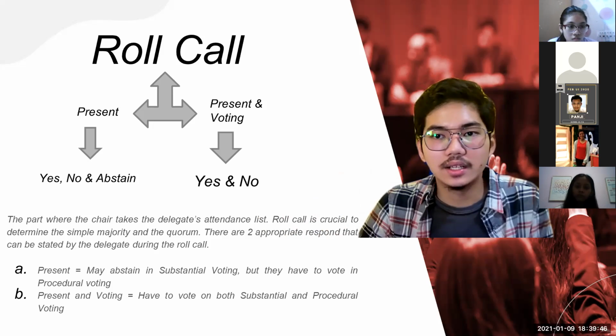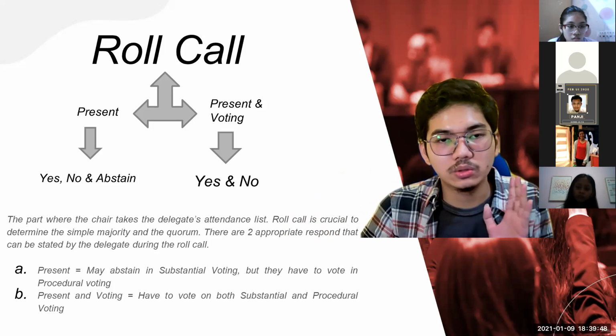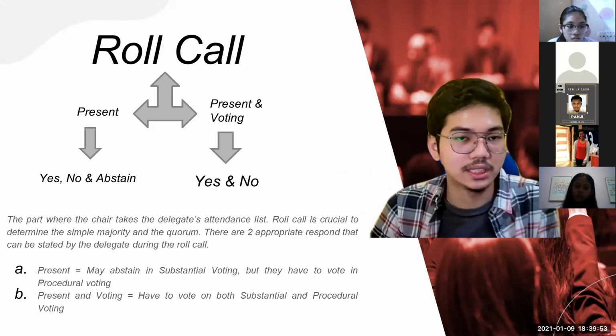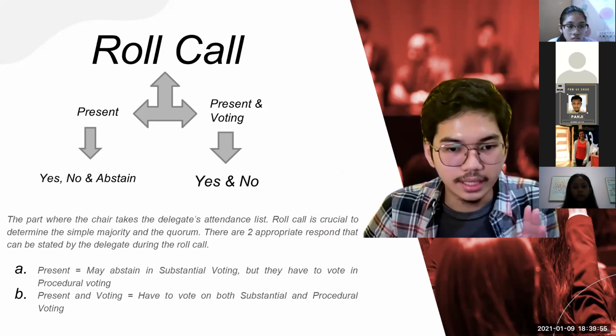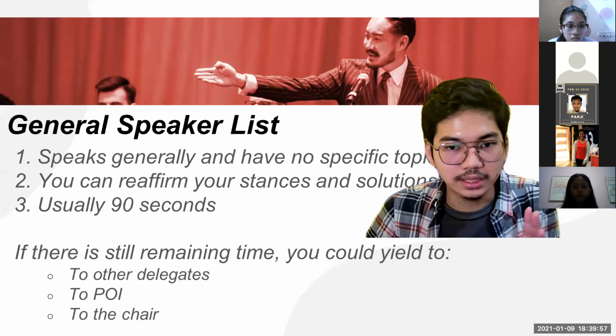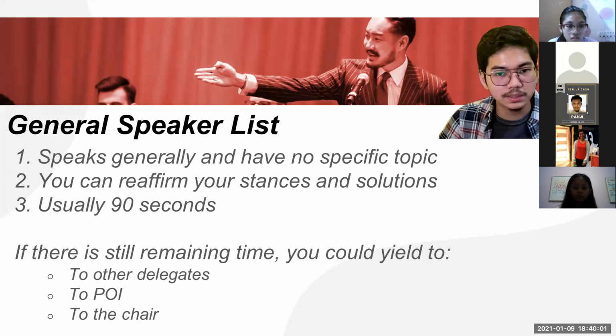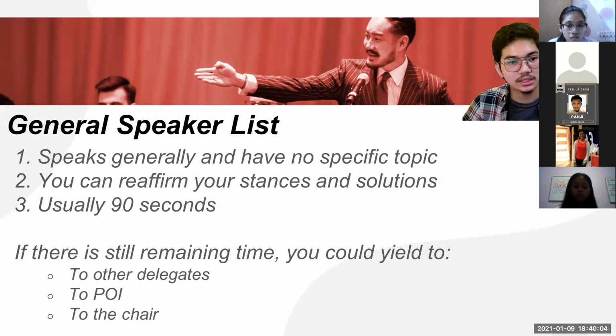Don't worry, you don't need to write all of this down because the committee will share the presentation. The next slide is the general speakers list. We've already talked about this. You will have to speak generally. There will be no specific topic. You can reaffirm your stance and solutions.